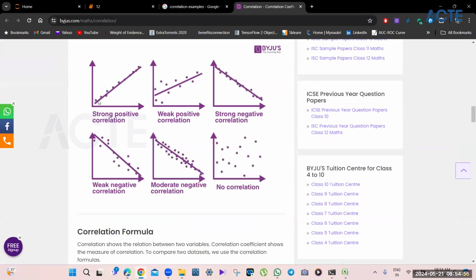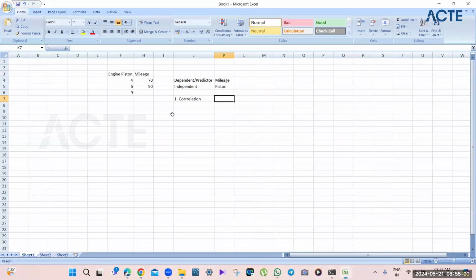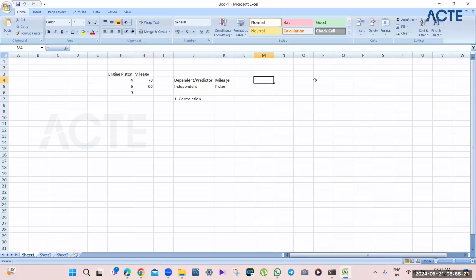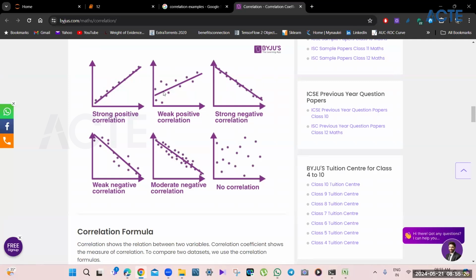If I take these two variables and put them into an XY plot, it will take the shape of dots, a scatter, like this. If the shape looks like this, then there is a strong positive correlation. When the correlation is positive, the value will lie between 0 and 1. This looks like a weak positive correlation, and this looks like a strong negative correlation. What is the difference between positive and negative correlation? Positive correlation means a one-unit increase in X will add to Y. But negative correlation means a one-unit increase in X will reduce the value of Y. So these two are inversely proportional.